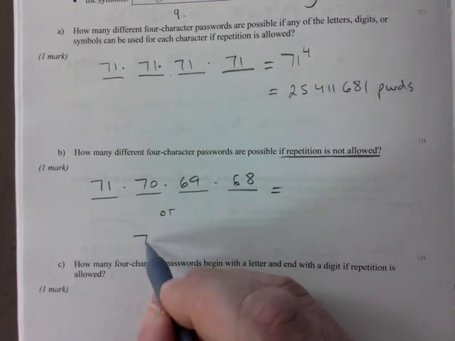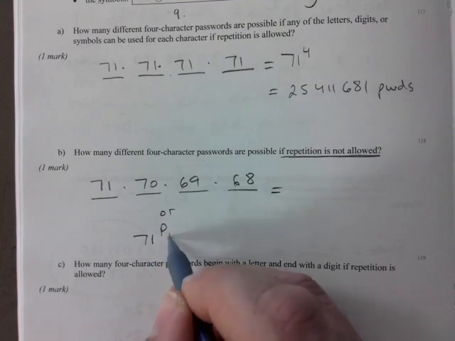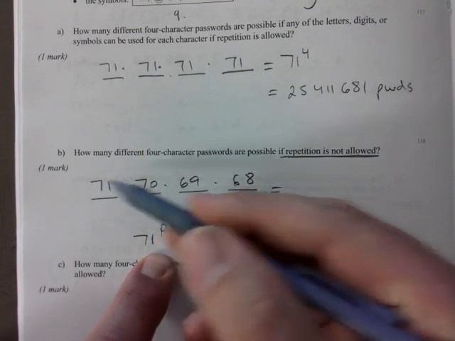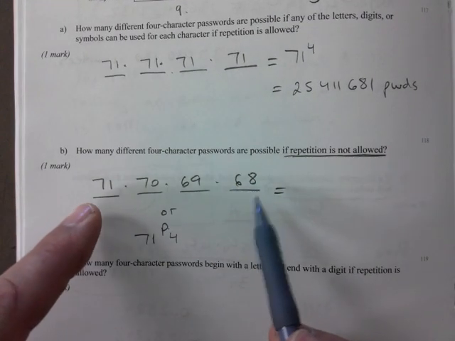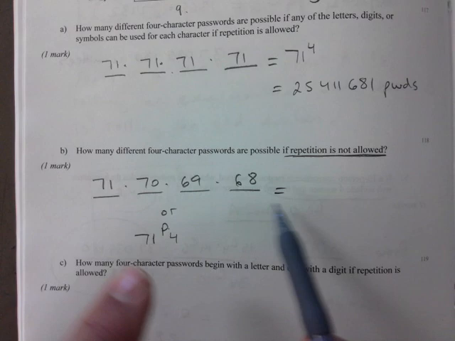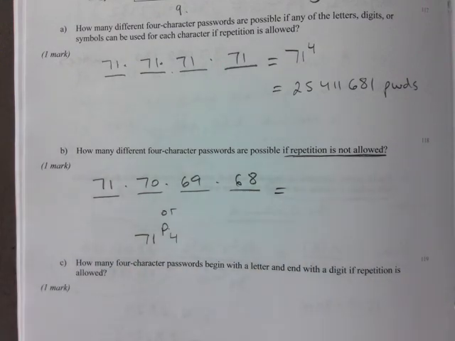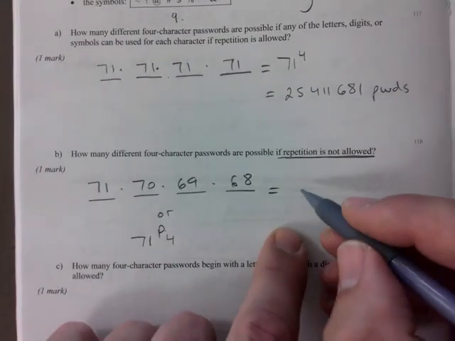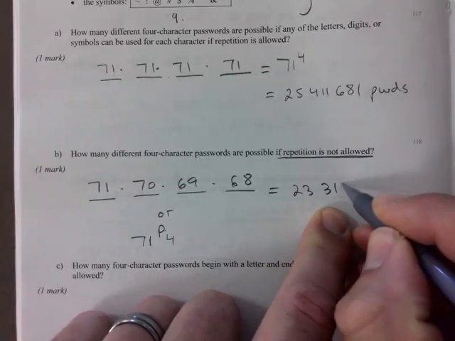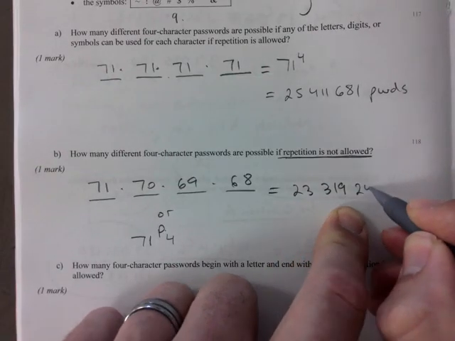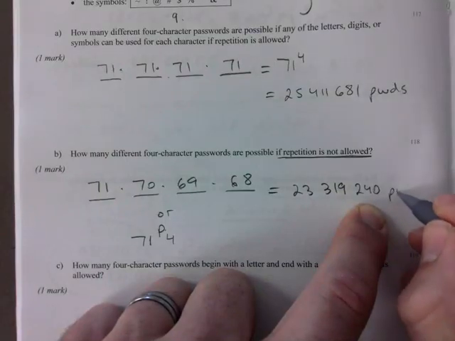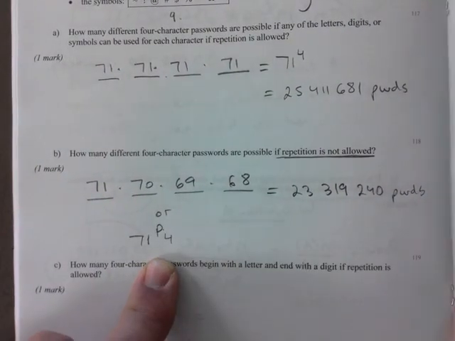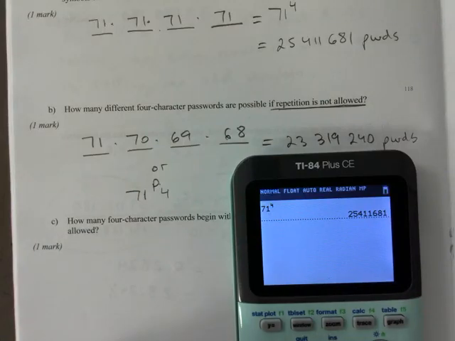Or you could go 71 pick 4. Why do I go pick? Because here order matters on your password. Passwords are always order matters. You know that if you mess up on your password even by a little bit, it's going to be wrong because it's a different password. So when you do this, you get 23,319,240 passwords.